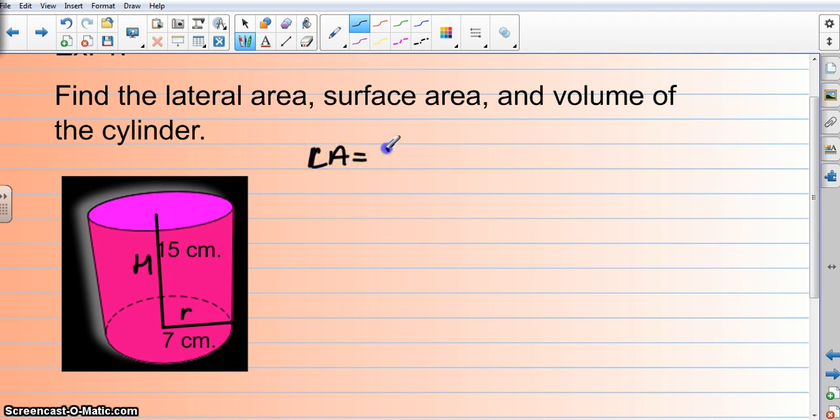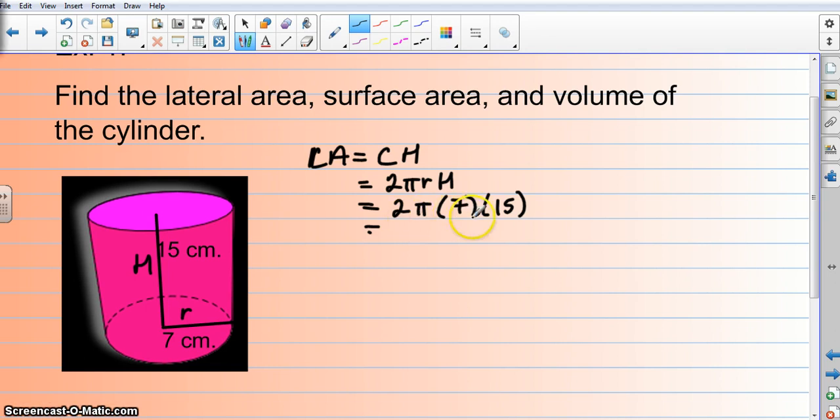Lateral area is the circumference times the height. Keep in mind circumference is the same as the perimeter in a prism. So circumference is 2 pi r times h. I'm just going to plug in my numbers: 2 pi, my radius is 7, and my height is 15. Now all I have to do is multiply my numbers, and I will have my final answer.